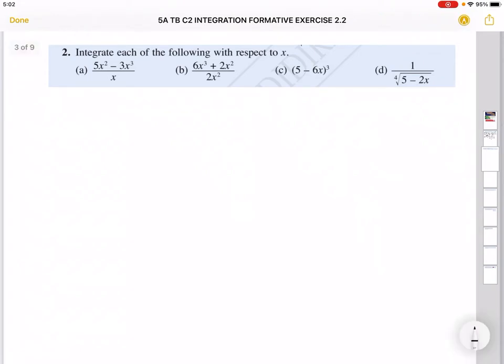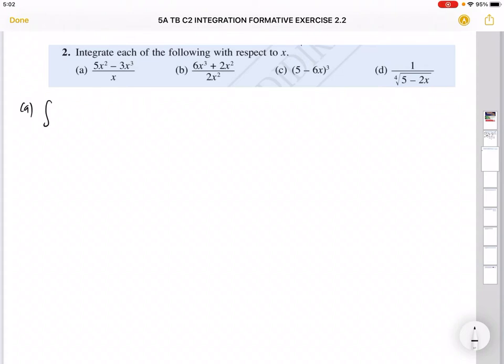So the first one, I would split this first. So you can't integrate directly. And remember, before you integrate, you're going to change your general form, either ax^n or k, or a over x power n, in the event that x is below. So I'm going to break this up.